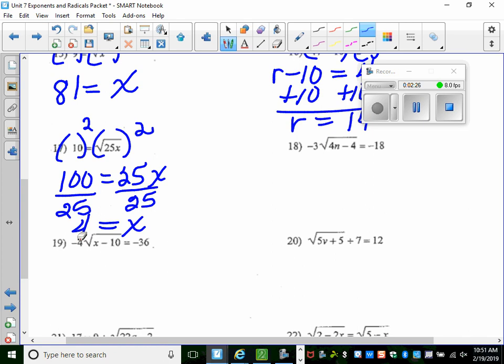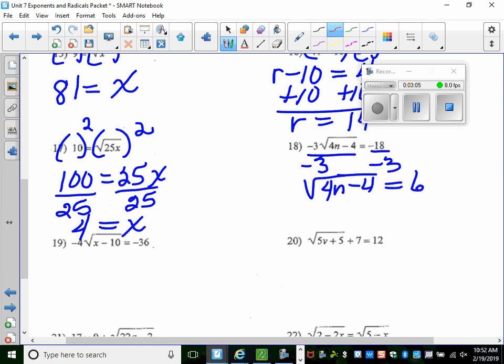When we look at problem number 18, we have to get rid of that -3 that's on the outside of the radical. And that -3 is being multiplied by the square root of 4n minus 4. So the opposite of multiplication, to get rid of that, would be division. And of course, like any other equation, whatever you do on one side, you do to the other. So we're going to divide both sides by -3. And we're left with 4n minus 4 under the radical equals 6.